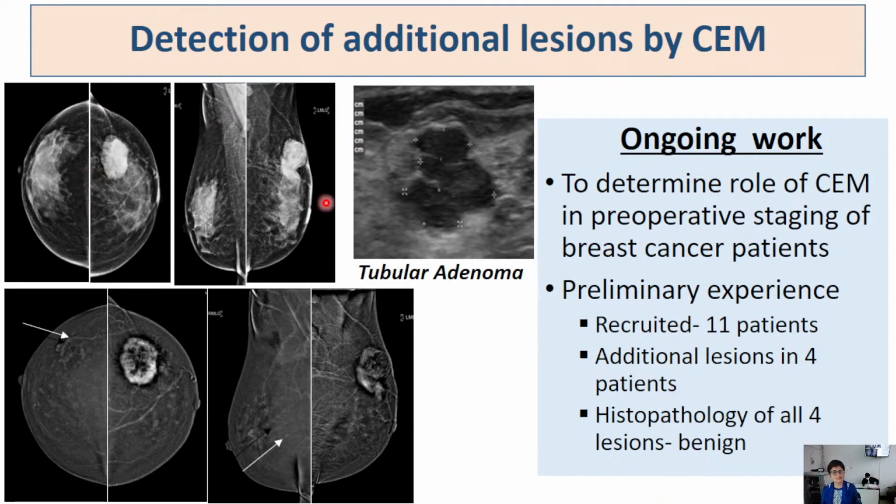So for example, this is the digital mammography, the craniocaudal and the mediolateral oblique MLO views, and this is the index lesion which is seen in the upper outer quadrant of the left breast.